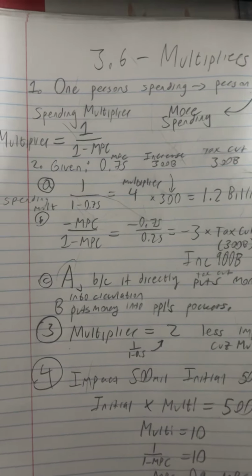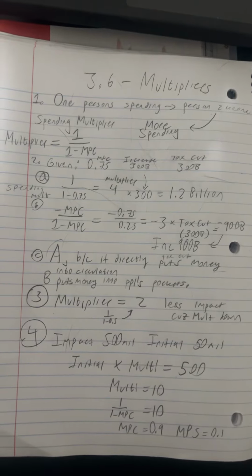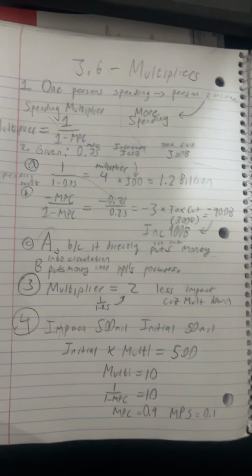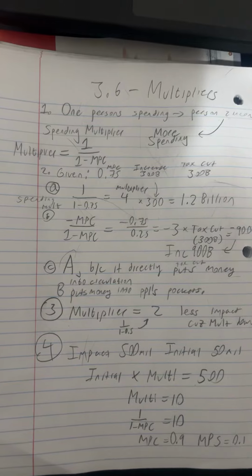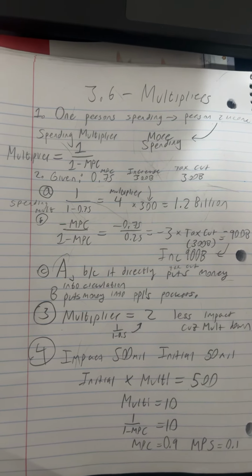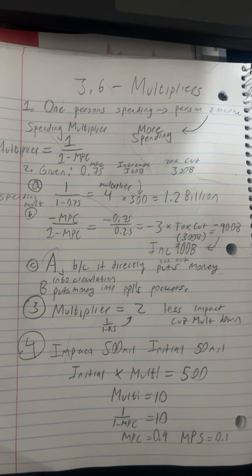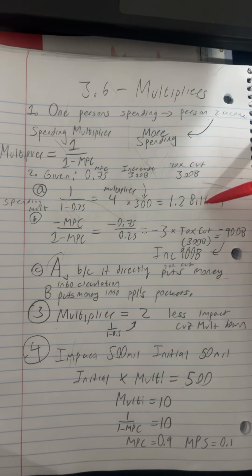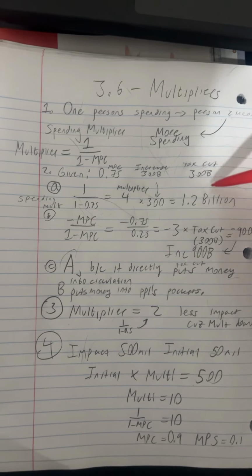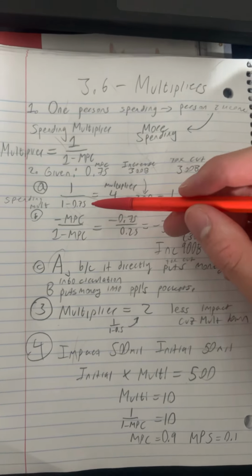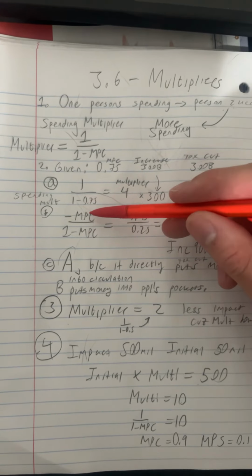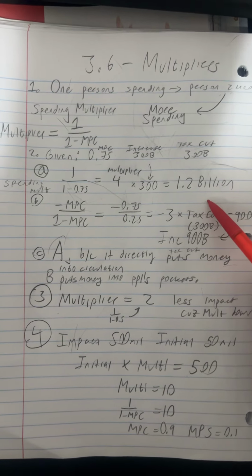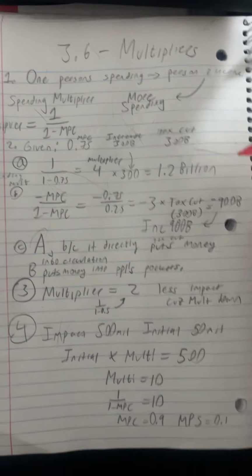For number two, the government cut taxes by 300 billion, increased spending by 300 billion. So if MPC was 0.75, the max change in GDP would be 1.2 billion. And I got 1.2 billion by first finding my spending multiplier, which is 1 over 1 minus 0.75. So it's 4. 4 times 300 is 1.2 billion. And that, sorry, trillion. This should be trillion.